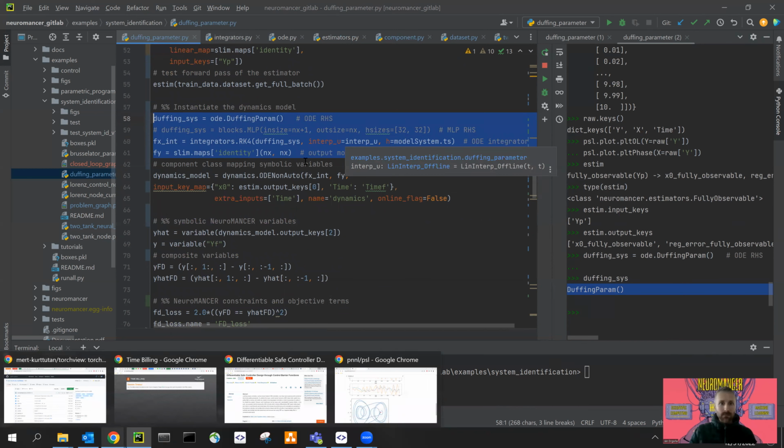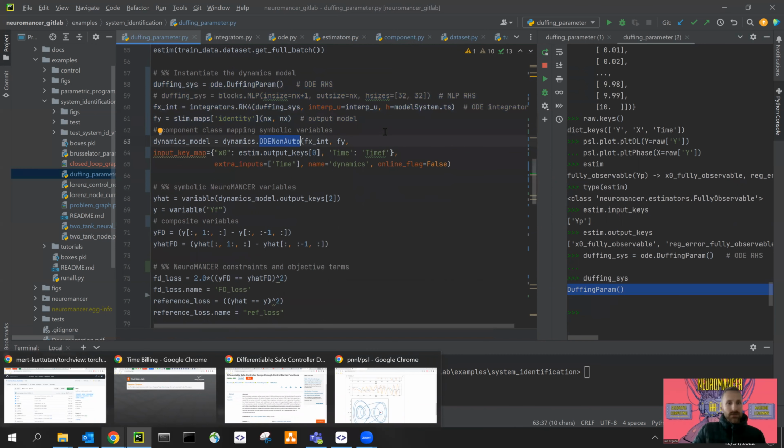How do we actually make it symbolic? Well, for that, we are going to wrap it in our ODE non-autonomous class that comes from the dynamics systems, and it's again a component class.